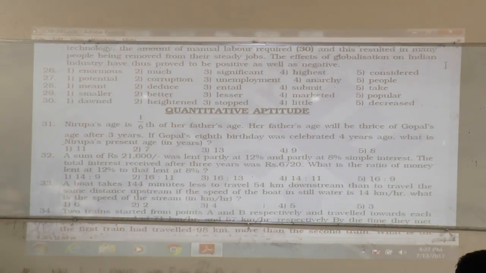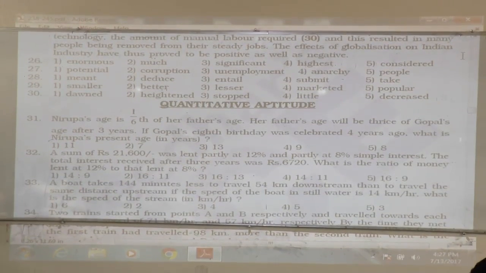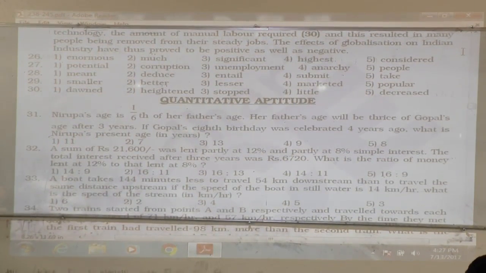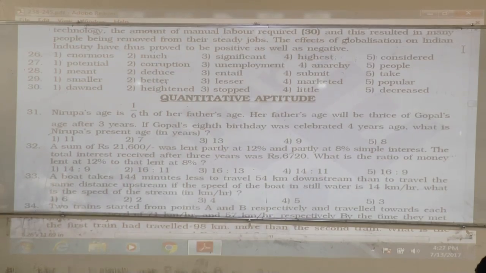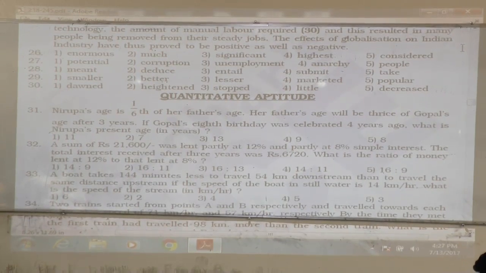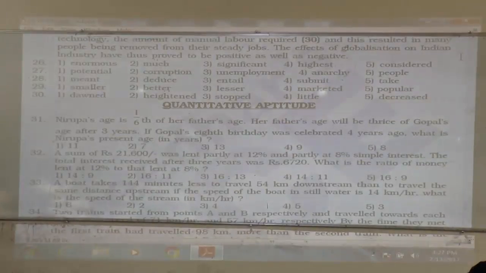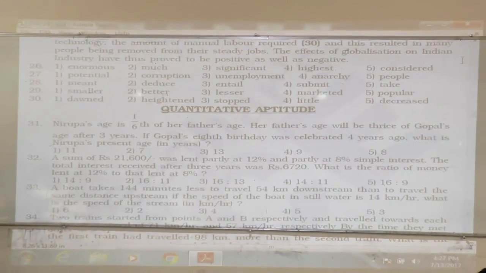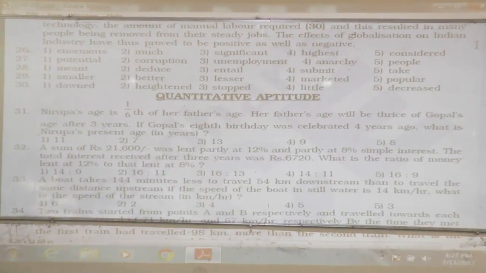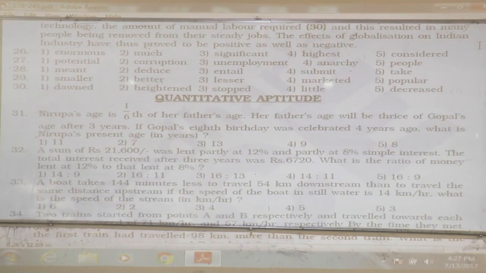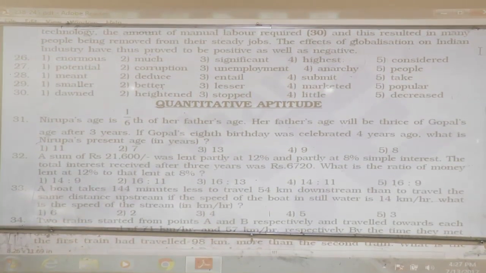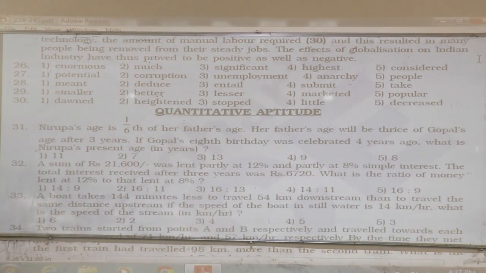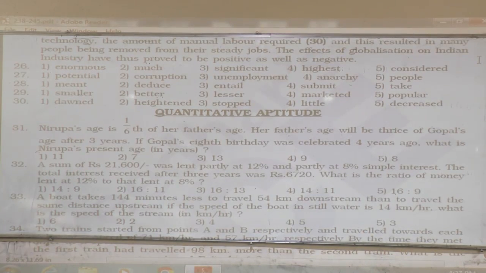Right. Nirupa's age will be 1/6 of father's age. Father's age will be thrice that of Gopal's age after 3 years. Gopal's 8th birthday was celebrated 4 years back. So 4 years back he was 8 years, and present age of Gopal should be 12. After 3 years Gopal will be 15 years.